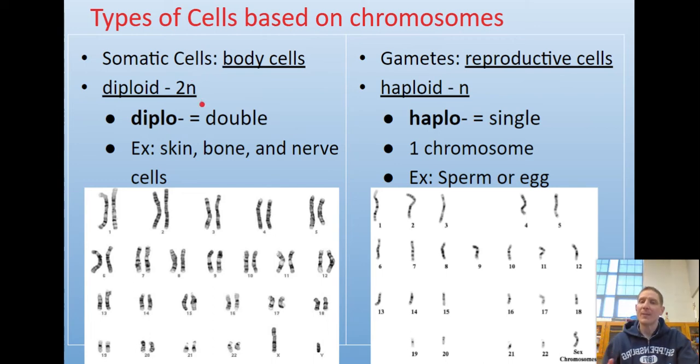So again, a somatic cell is any of your cells that make up your body, your skin, your muscle, your hair, your brain cells, your nerve cells, okay? Those are all somatic cells.